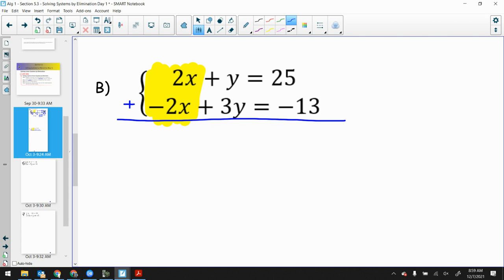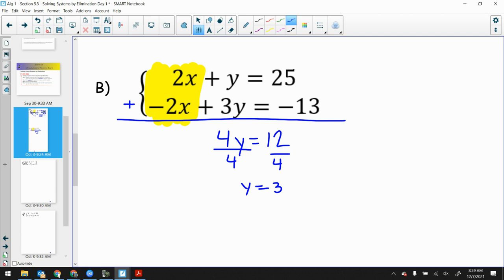So we add these two equations together. The positive 2x and the negative 2x cancel. What's 1y plus 3y? 4y. And now we created a really easy equation to solve. We just divide by 4. So y is 3. See, that's the end of elimination.